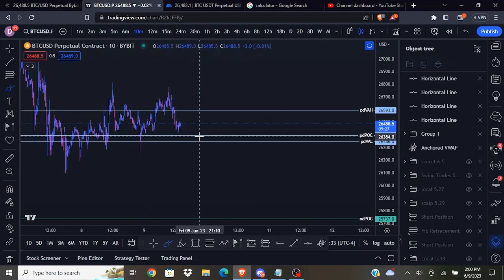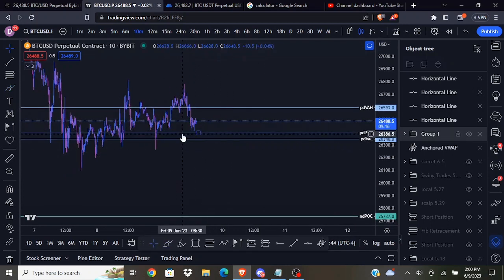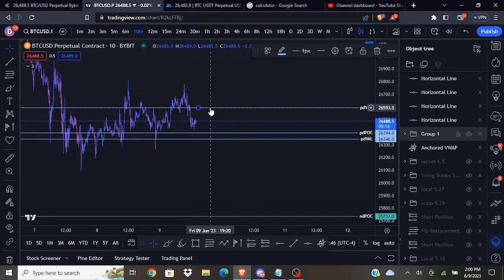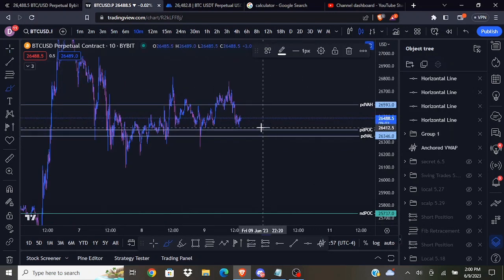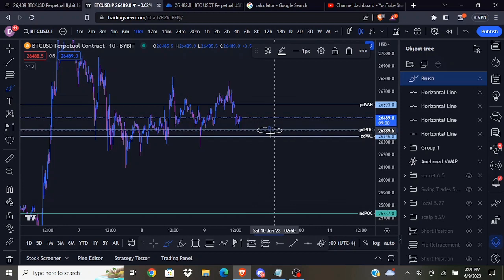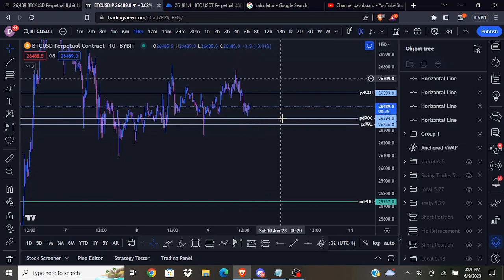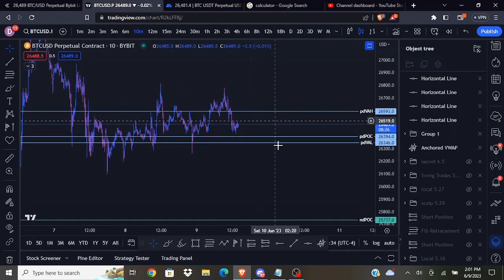So I use these as scalp levels, and I only use them in the next day. So once the daily candle ends today, I'll have a new set of PD levels. These levels are only going to be valid for today. Unless, of course, the PD point of control is an ndPOC, then I consider it to still be valid throughout the next day, but in this case it's not. Like I said, I like to use these levels for just a bit of added confluence.